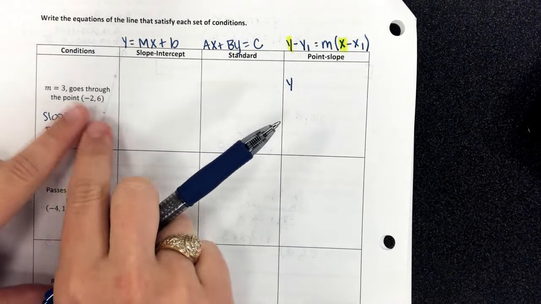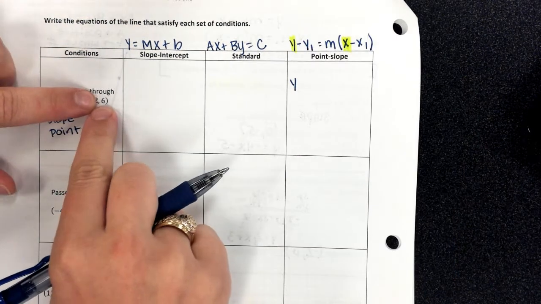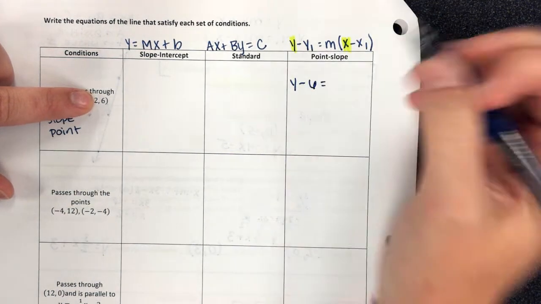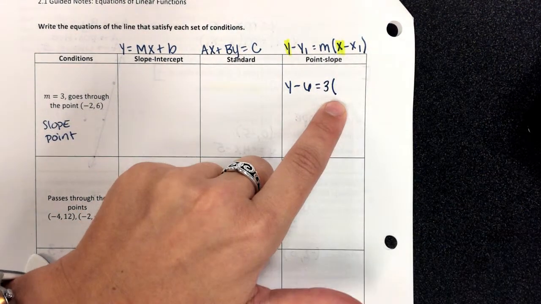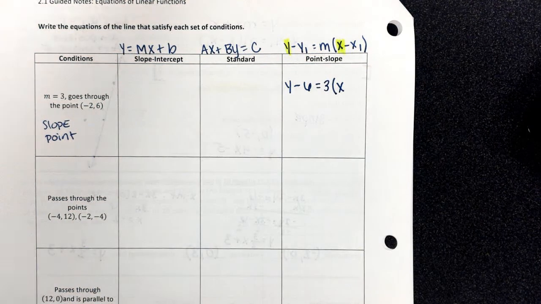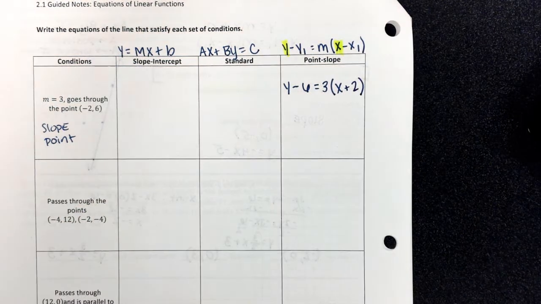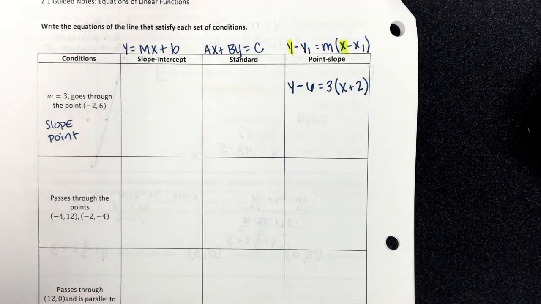Y1 and x1 come from my point. So if I say opposite of y, so if y is 6, then I have a minus 6 equals my slope. What was my slope? 3, parentheses, x, opposite the x. So the opposite of negative 2 is my positive 2. That would be my answer. It's an equation in point slope form. Okay? Now, we are going to use this equation to help us get the other two pieces of information.